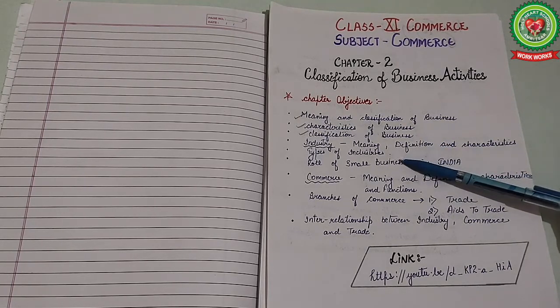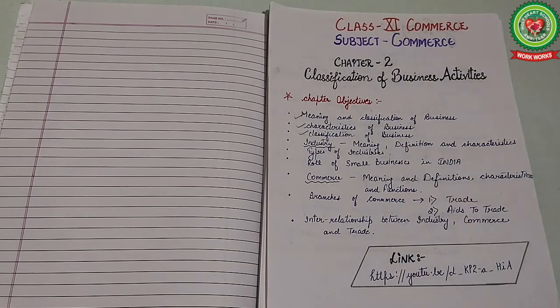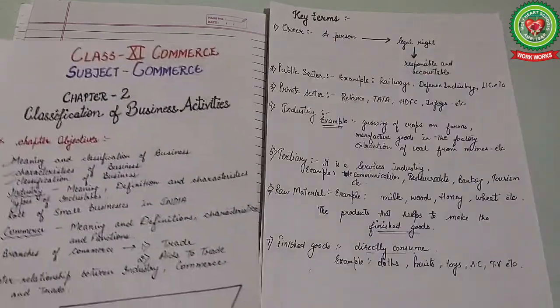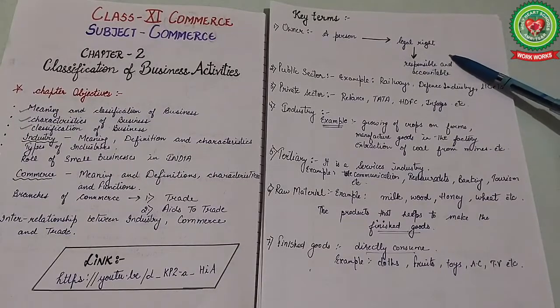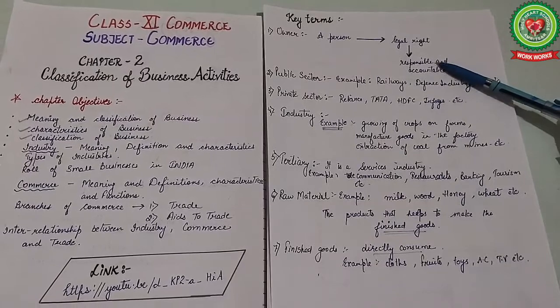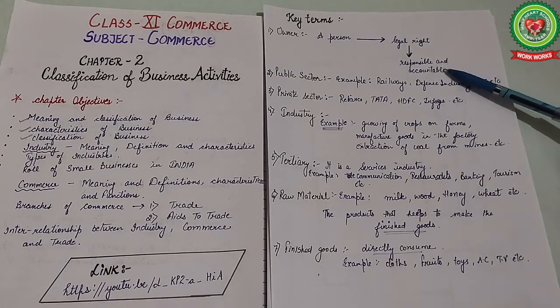And then we will discuss the meaning of industry and the types of industries that prevail in society. Before that, we are learning some key terms that we are using today. The first one is ownership. Ownership means the person who has a legal right and is responsible and accountable for his actions.